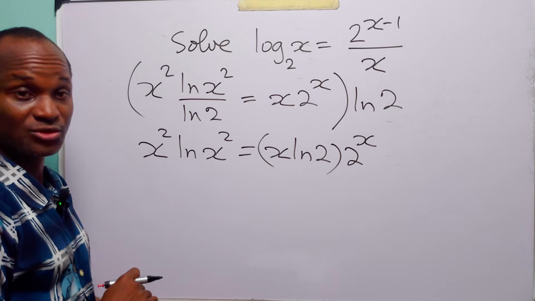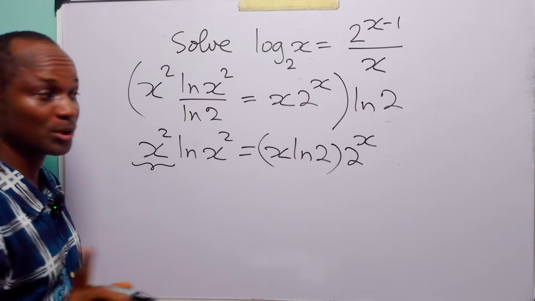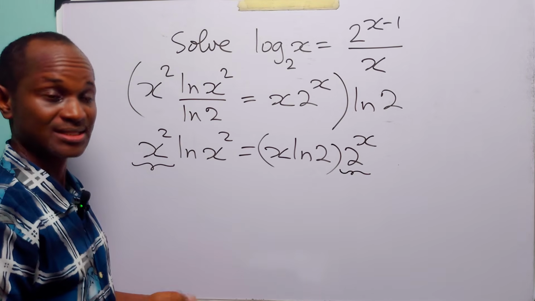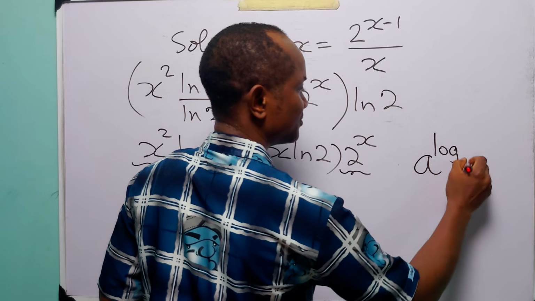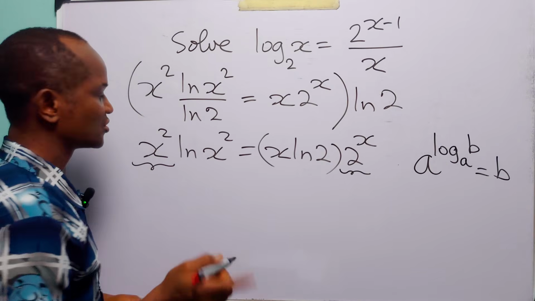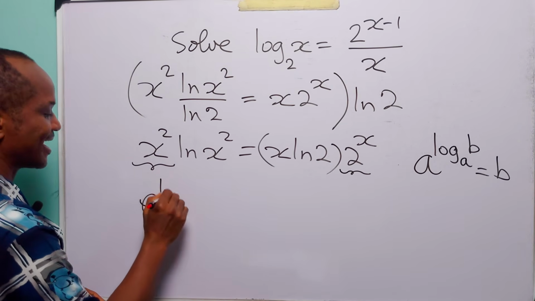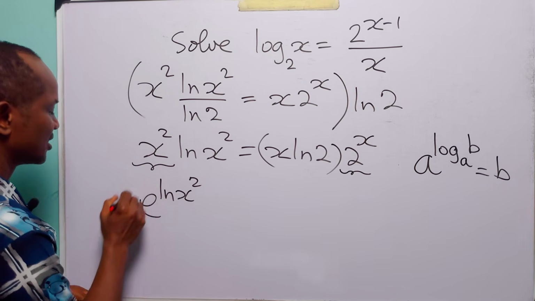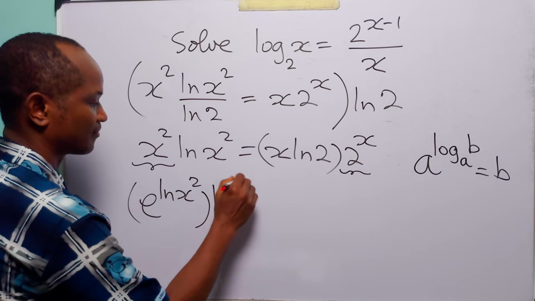Now, the next thing we are going to do is rewrite x squared and we will also rewrite 2. How are we going to do that? Remember that a to the power log to base a of any number is equal to that number. So in this case, we have that e to the power ln x squared is equal to x squared. So on the left-hand side, we have this.